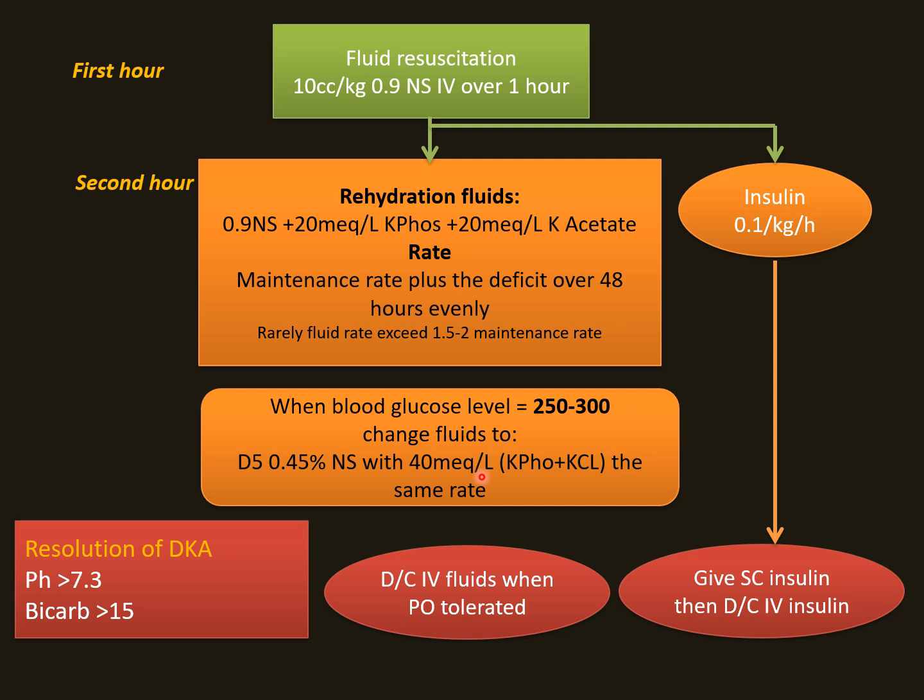And you will know the DKA is resolved when the pH is more than 7.3 and the bicarb is more than 15. You will be able to discontinue the IV fluid if the patient tolerates PO intake. And before you discontinue the IV insulin, you need to give a dose of subcutaneous insulin before discontinuing the IV insulin.